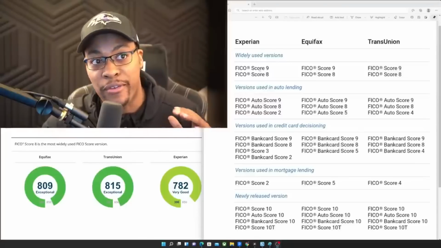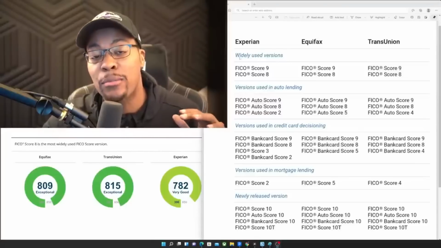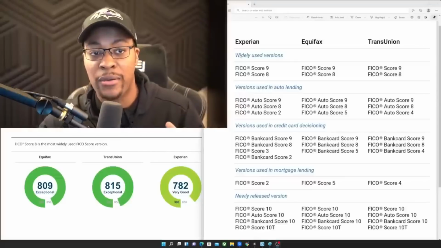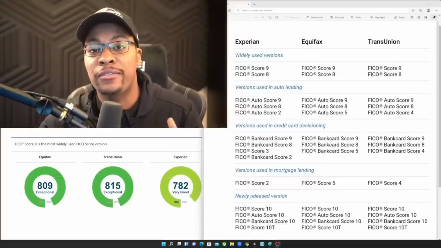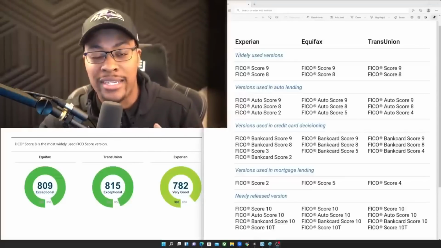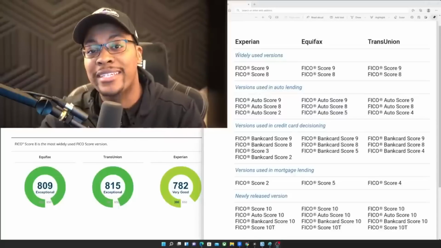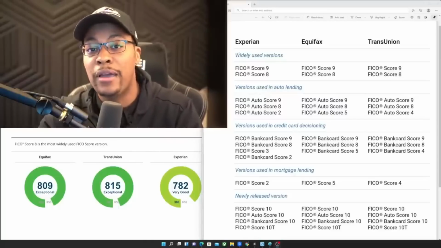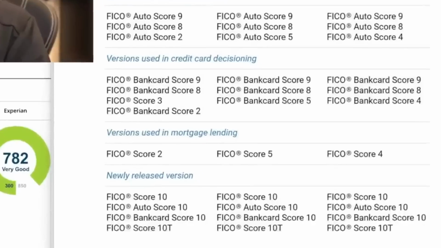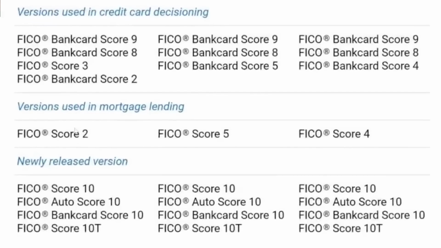So you have your FICO 9, your FICO 8, and these are the most widely used versions. Now, different lenders are going to use different FICO scoring models, so just keep that in mind. And also, it depends on the types of credit products that you're applying for. So if you're applying for mortgages, they have mortgage scores down here: your FICO 2, your FICO 5, and your FICO 4.